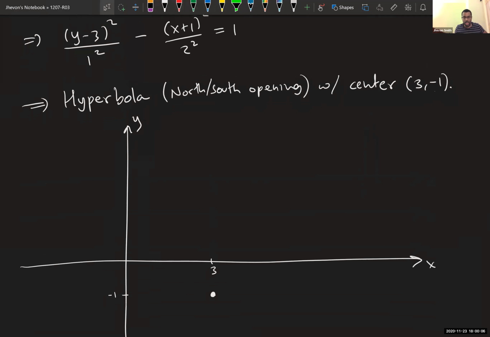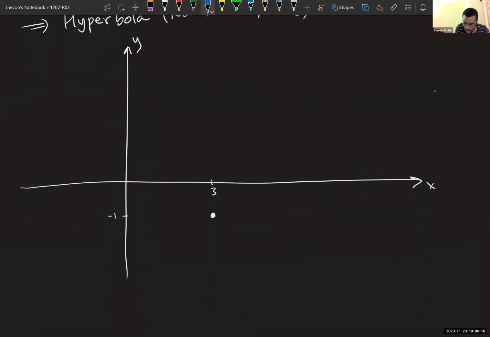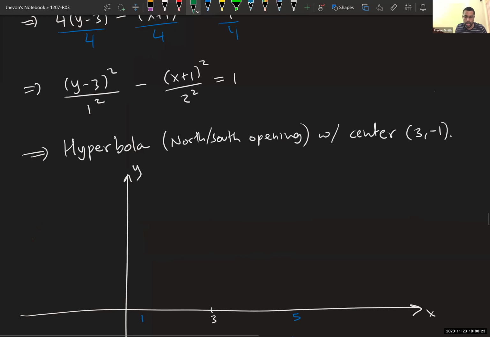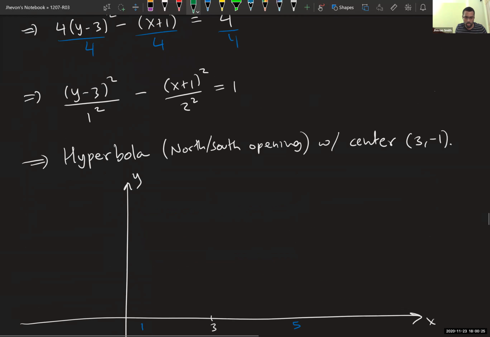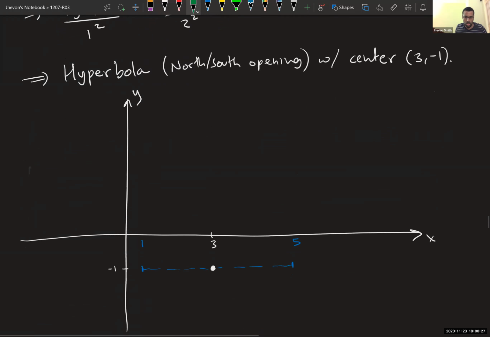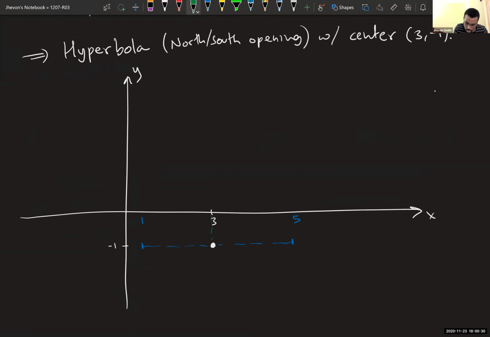You're going to play the same game. Move left and right by the denominator of the x. So I'm going to move over by 2. Move over by 2. So this actually brings me up to 5, and this brings me down to 1. I'm going to move up and down by the y, which is 1. So it's literally going to go up to here and down here. That's going to give me a -2. This is going to create a box.